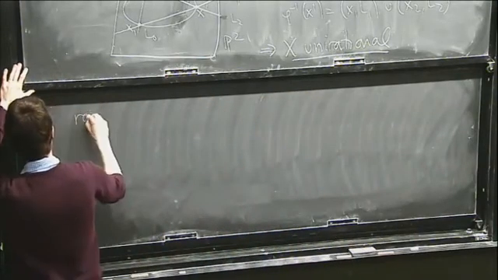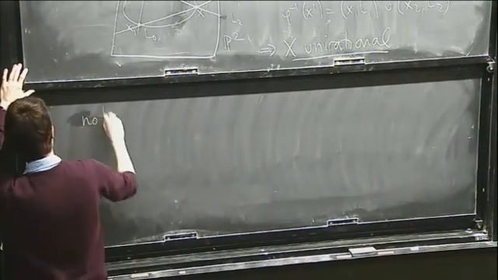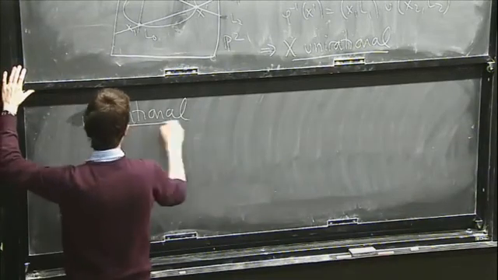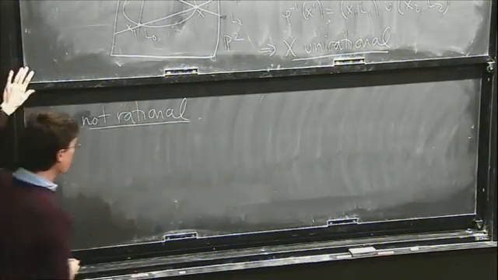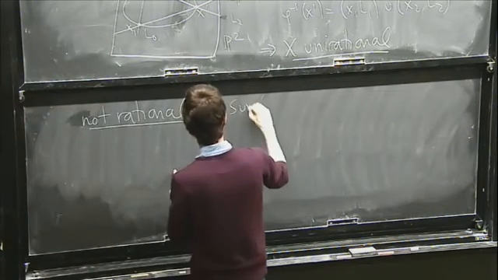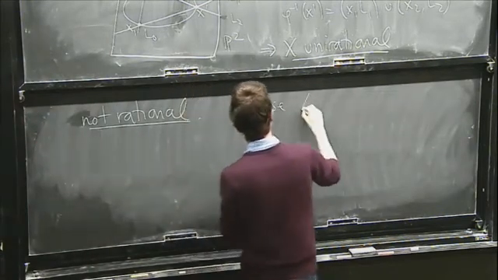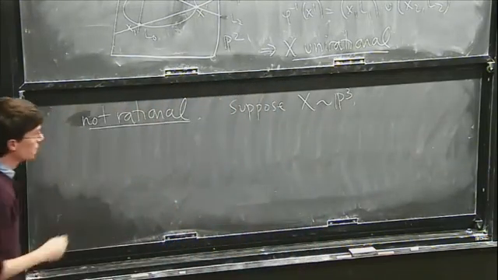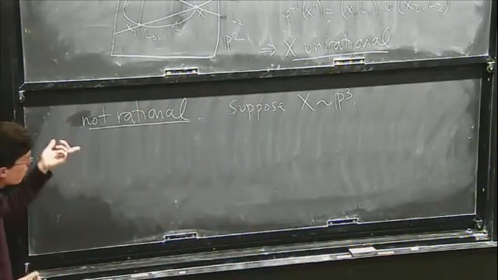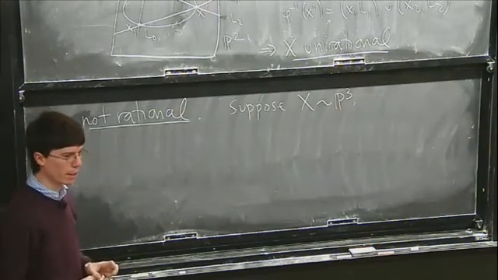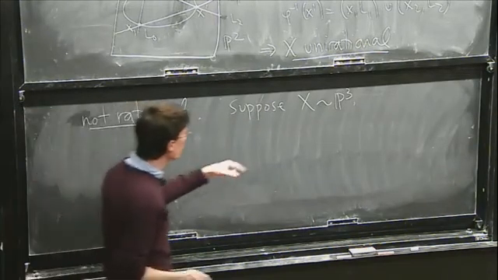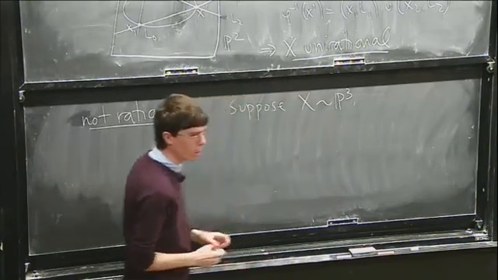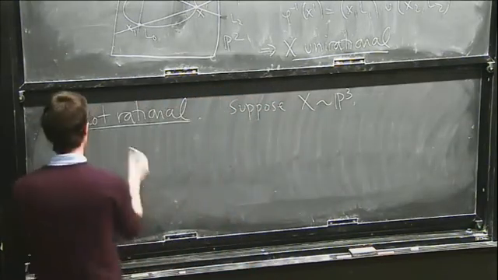Okay. So now, how did they show that it's not rational? Well, suppose it was, right? Then this would mean that there would be a birational map between X and P3. By weak factorization, I can again understand this map as a composition of blowing up set points and blowing up set smooth curves.